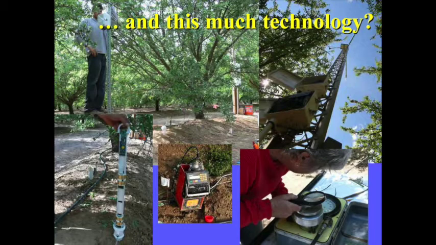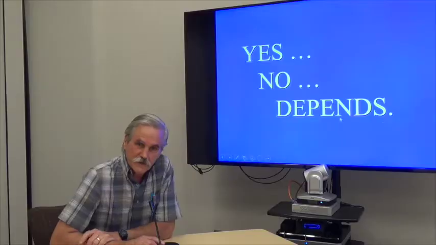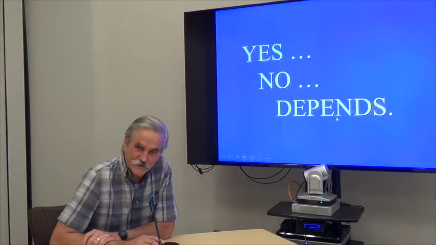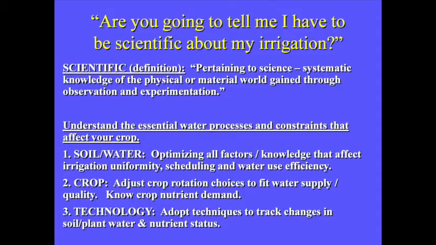ET towers to tell me what the ET of that specific orchard is. Soil moisture sensors to tell me what my soil moisture reserve is. Pressure bomb readings to tell me what the plant stress is. Yes, no, depends. So nothing new here, but we just want to walk through this to lay groundwork for some of the opportunities you have as a grower to make your irrigation optimal.